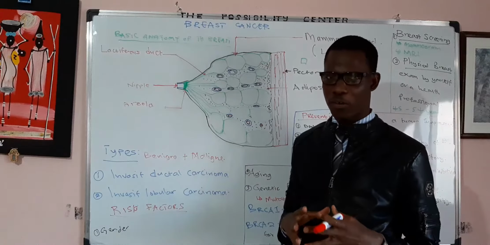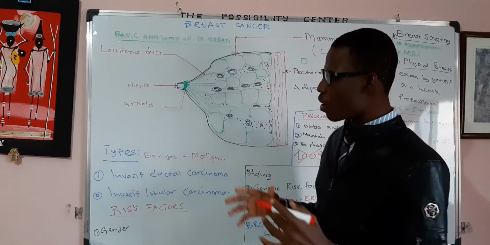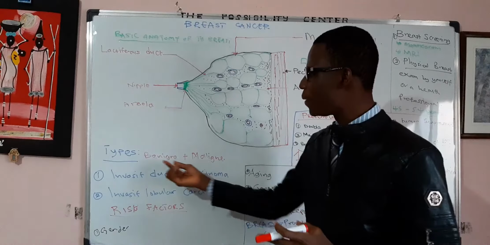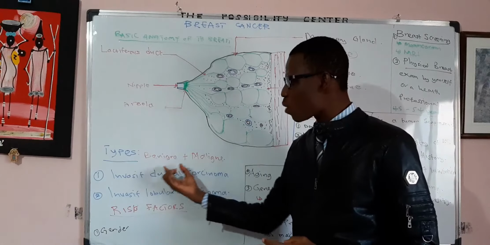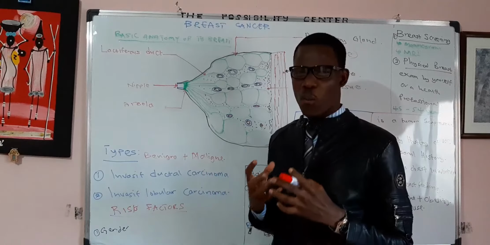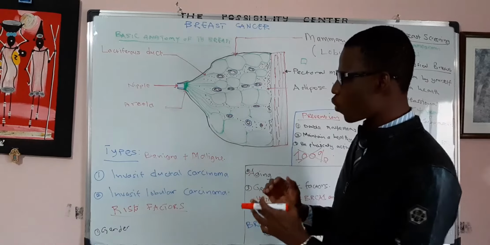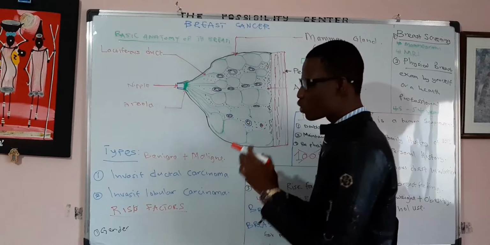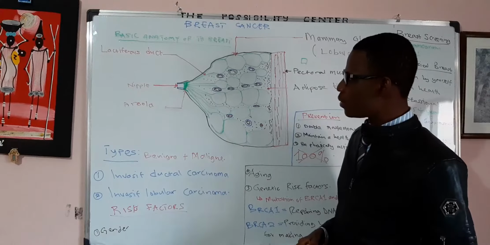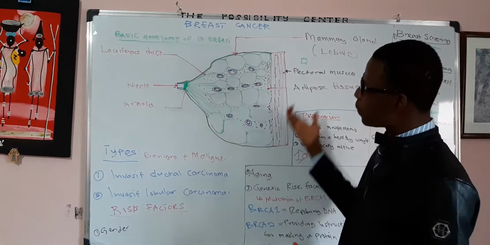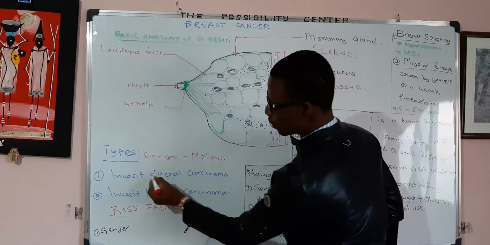Now let's look at the various types of breast cancer. In general, we have two types, which are benign and malignant. Now as for the benign ones, they are not much of a problem, so we will not focus on them much. We focus more on the malignant one, because they are most times responsible for the breast cancer that is leading to death. Now, when I was describing the basic anatomy of the breast, I talked about duct.